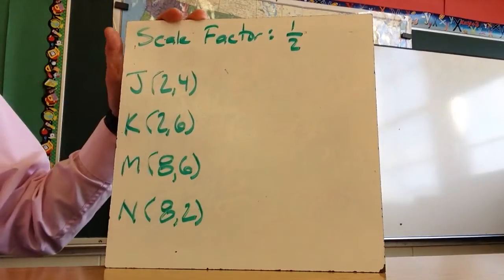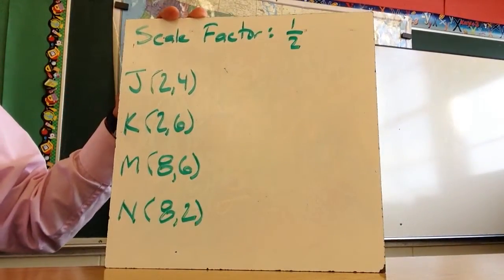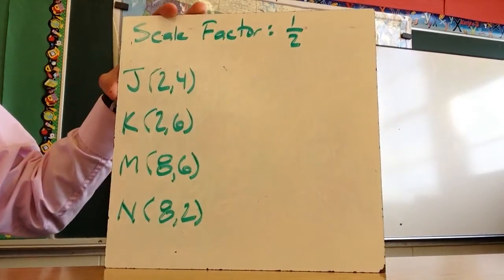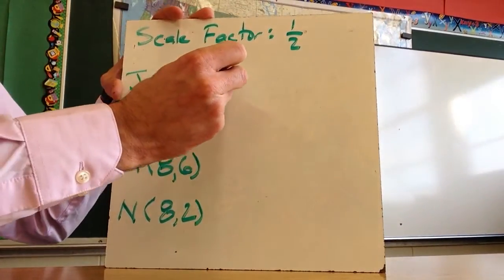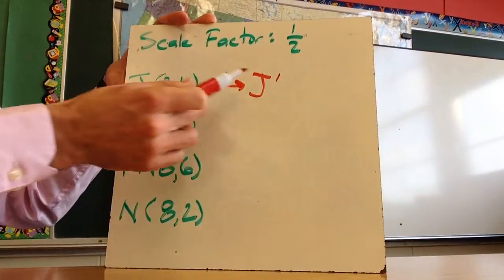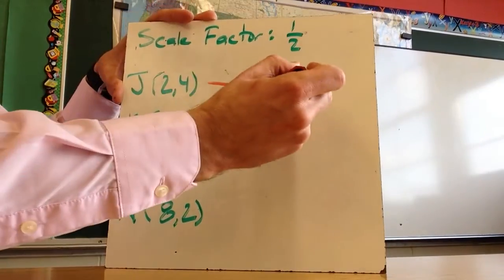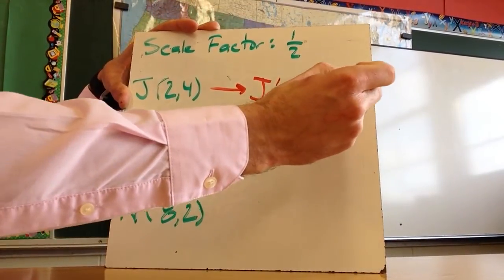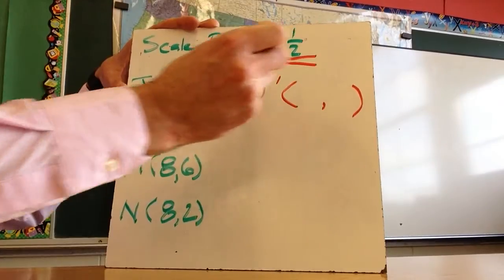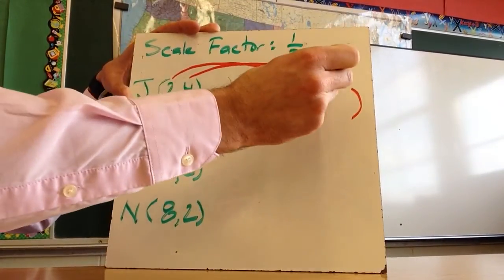and what we're going to do is take it to a scale factor of 1/2, which means we're going to actually shrink it in size to 1/2. And so in order for me to find this new point, which I'm going to call J prime, I'm going from J to J prime, and J prime just has a little apostrophe next to it. To find the coordinates of J prime, I take the scale factor and multiply it to the x and multiply it to the y.